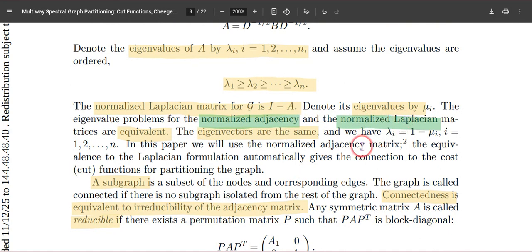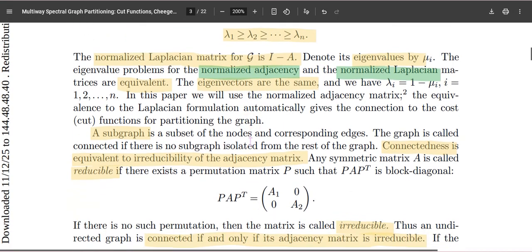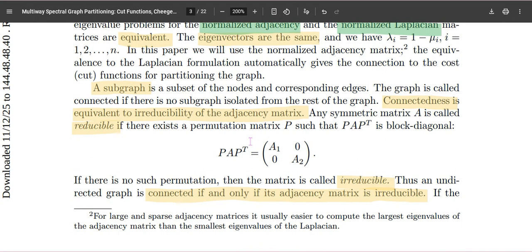One important factor is that the normalized adjacency matrix and the normalized Laplacian matrix are well connected through the eigenvalue problem. The reason is their eigenvalues are equivalent and their eigenvectors are the same. And we know that a subgraph is a subset of nodes and their corresponding edges. So the connectedness of the graph is related to the irreducibility property of the adjacency matrix.